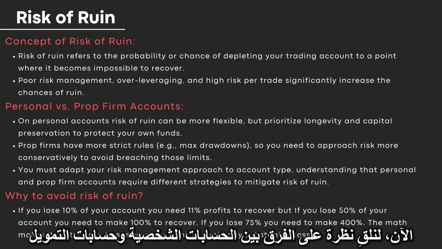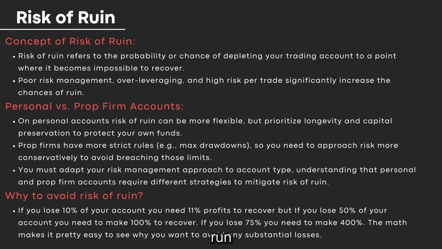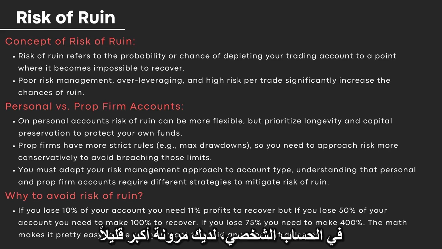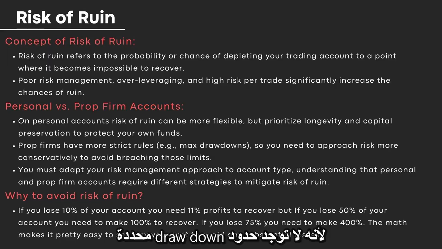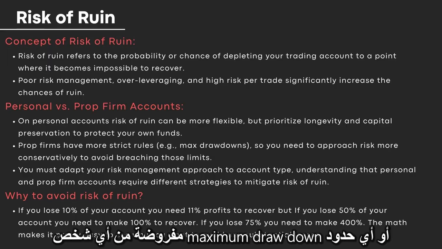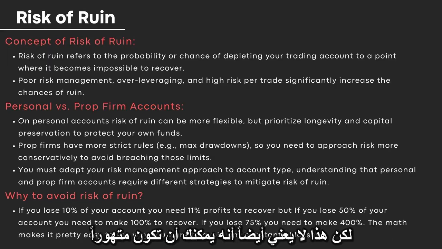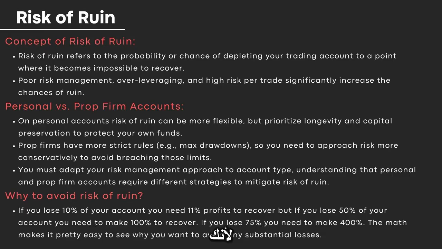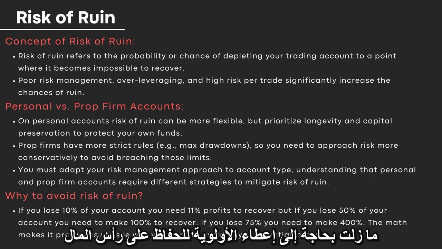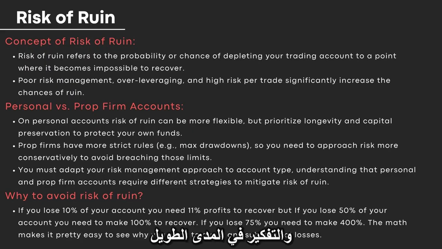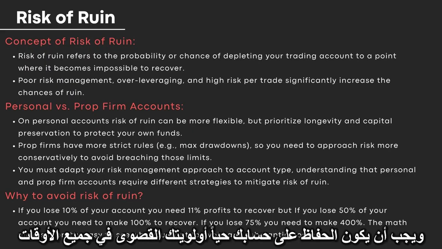Now let's look at the difference between personal accounts and platform accounts when it comes to risk of ruin. On a personal account, you have a bit more flexibility because there are no set drawdown limits or any maximum drawdown limits imposed by anyone, right? But that also doesn't mean that you can be reckless and outrageous, because after all, it's your own money on the line, and you still have to hold yourself accountable and follow your plan consistently with discipline. You still need to prioritize capital preservation and think about the long term, right? And keeping your account alive should be your top priority at all times.